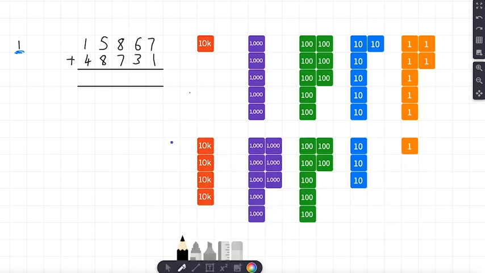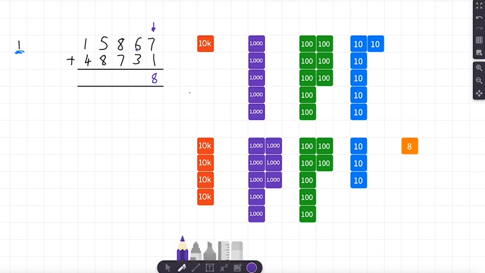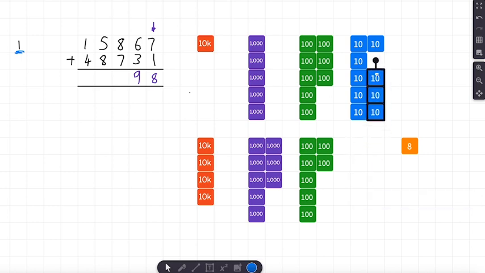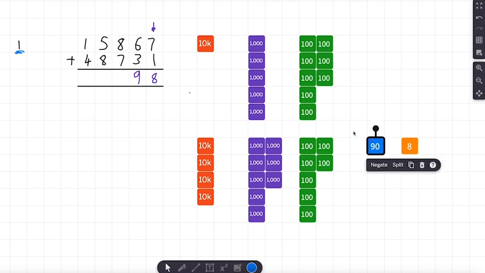To start this one, we're going to look at the units column first and then move along to the larger place value columns. And here we have 7 plus 1, which is going to give us 8. And you can see that here with the counters, 7 plus 1 is 8. Merge that together, we have 8. Moving on to the tens, we have 6 tens plus 3 tens, which is going to give us 9 tens, or 60 add 30 is 90. There's our 60 with our 30, gives us 9 tens, which is 90.